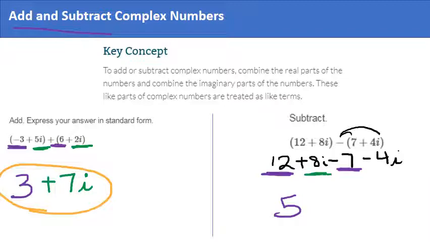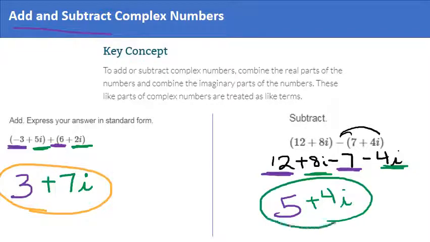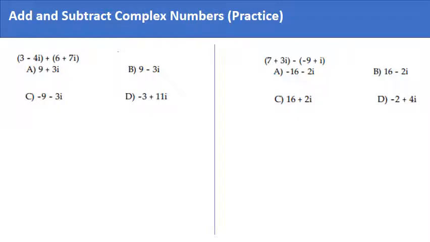And then you're going to look at your imaginary part. So you have 8 minus 4. So that is a plus 4i. So your answer for this one is 5 plus 4i. So here are some additional practice problems. So I would suggest pausing the video and working these out on your own and then come back.